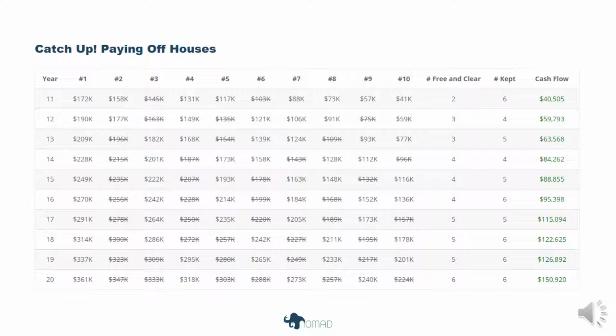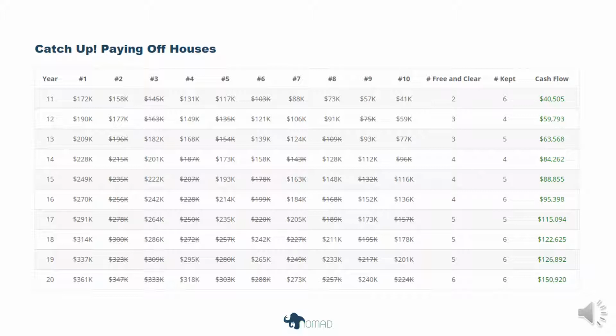Then you're going to sell off house number 4 and house number 5, and you're going to pay off the loan on house number 6. So now you've sold off 4, and you own 2 properties free and clear. You have houses number 7, 8, 9, and 10, and they still have mortgages on them. Going to the summary on the right, you own 2 free and clear properties, and you've kept a total of 6: the 2 free and clear and the 4 with mortgages.